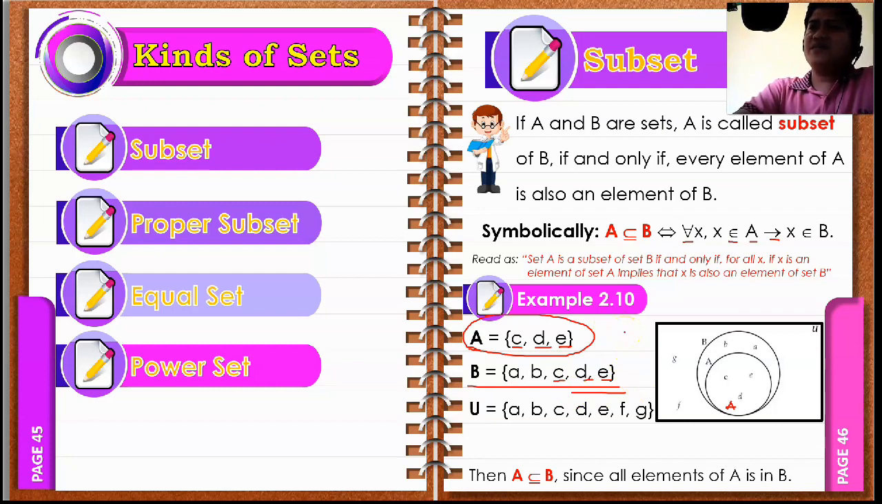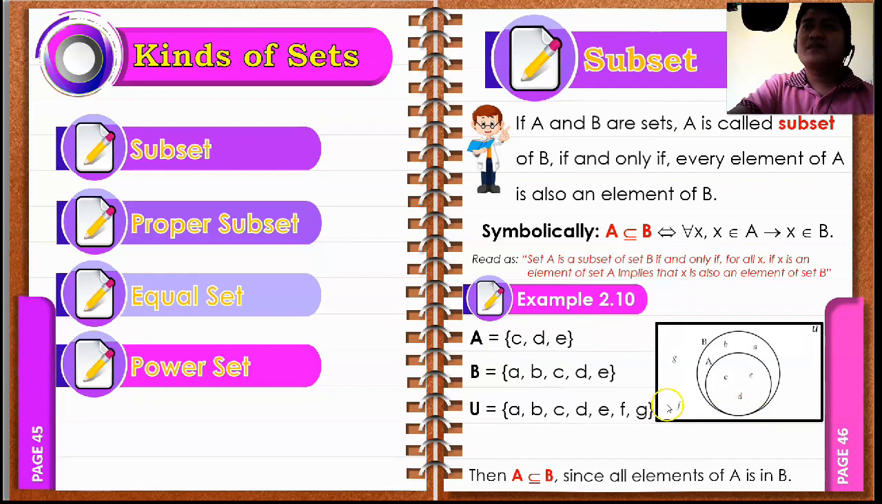In case, for example, I add, let's say, F here in our set A, therefore A is not a subset of set B. Why? Because F is not an element of set B. So as simple as that. That is how we understand the subset.